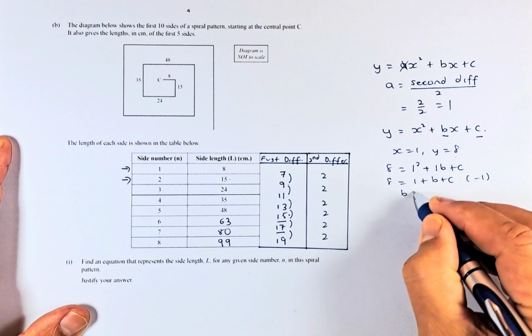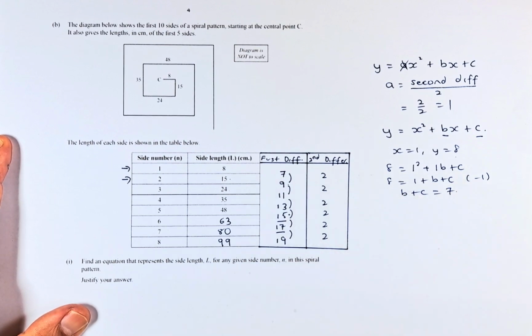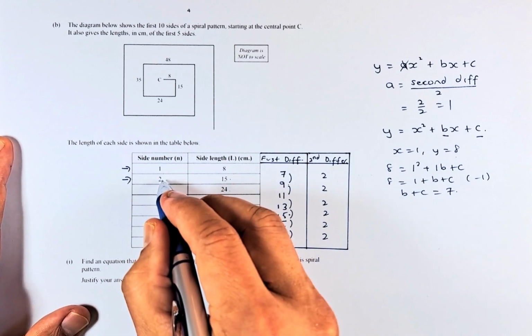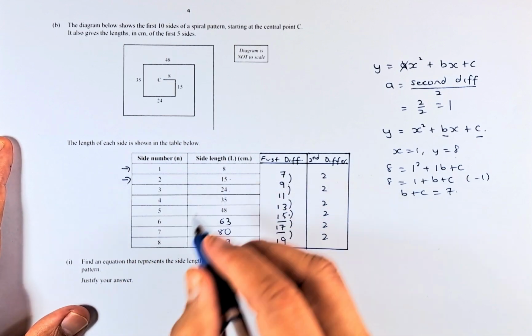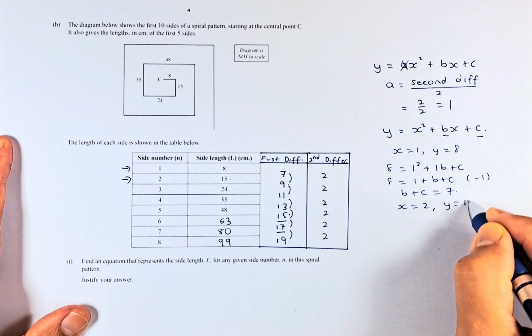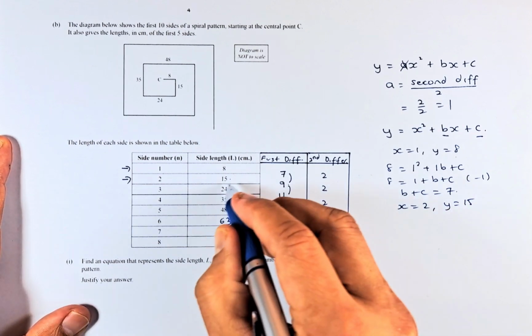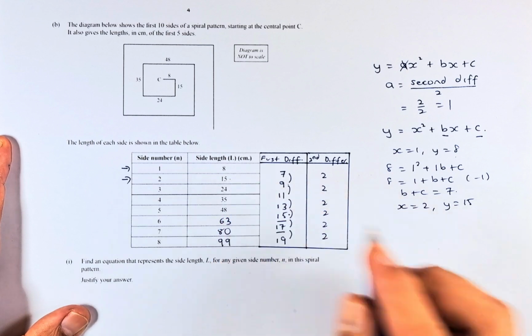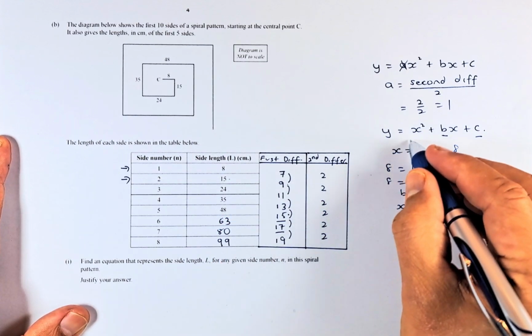So b plus c equals 7. Okay? So now we do the same thing. We're going to replace x equals 2 and y equals 15. So when x equals 2, y equals 15. Okay? Got it? x equals 2, y equals 15. So we're going to put the values now into that equation.